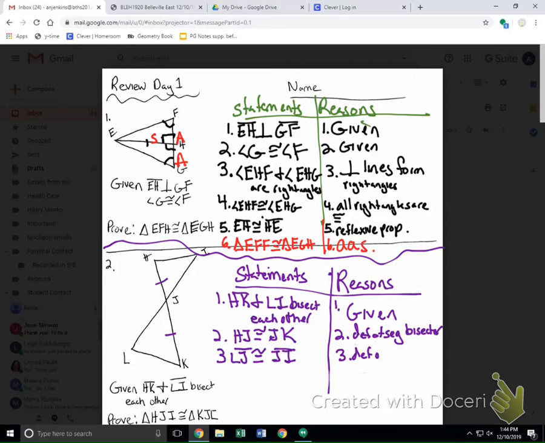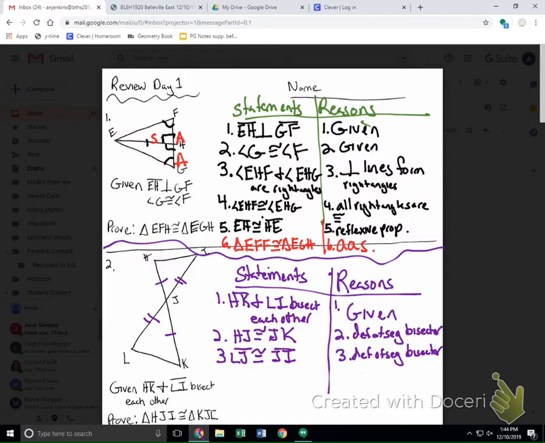Definition of segment bisector. If you have been bisected by a segment, it cuts the other segment into two congruent parts. So right now we see this happening. I have filled out my picture. Would you like a second?